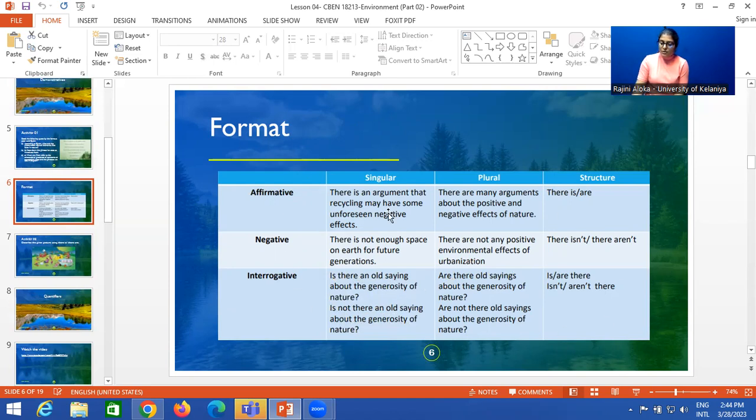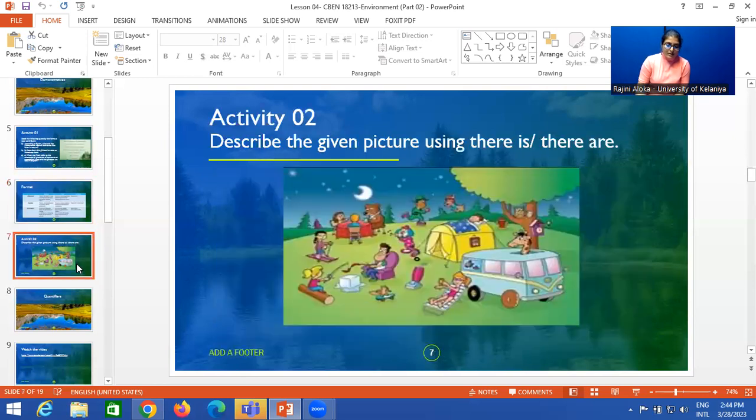So go through this format once again. You can write your own sentences, negative sentences, then questions, and practice. So we are moving on. We did picture description in the previous lesson. So we are going to describe this picture using there is, there are mostly, but you can use other forms as well. Don't get restricted, but use there is, there are mostly, to practice it.